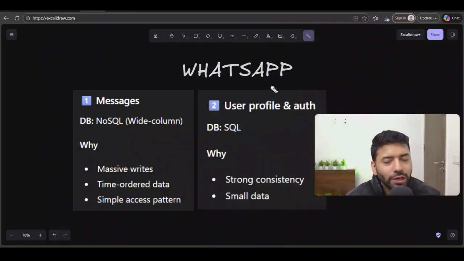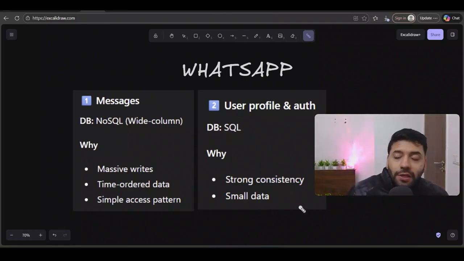Next thing in WhatsApp: user profile and auth. We have already discussed it in the Netflix example, right? So same as we said earlier, for this we will use a SQL database. Why? We need strong consistency in authentication, and user profile is a quite structured schema or data, and that can be handled by SQL. Okay, and overall the data related to user profile is small, because when we talk about messages, you have so much data and it keeps on increasing at such a big pace. But the user profiles are still limited, correct? So it's a small set of data, and for that SQL is totally fine.